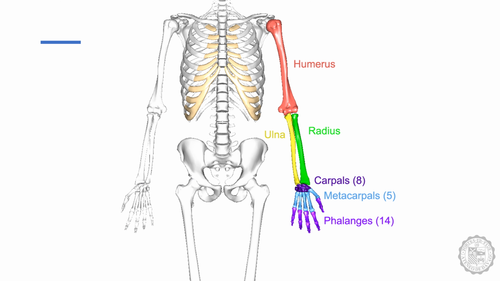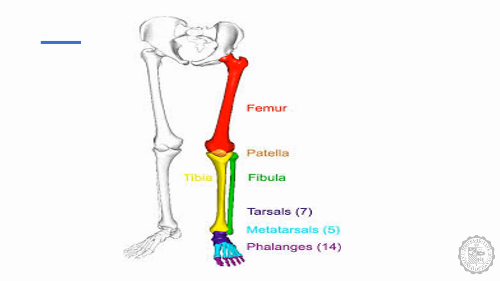Now let's review our upper limbs. We have the humerus. Please touch your humerus, kids. Next is your radius. Next, your ulna, your carpals, your metacarpals, and your phalanges. Good job.